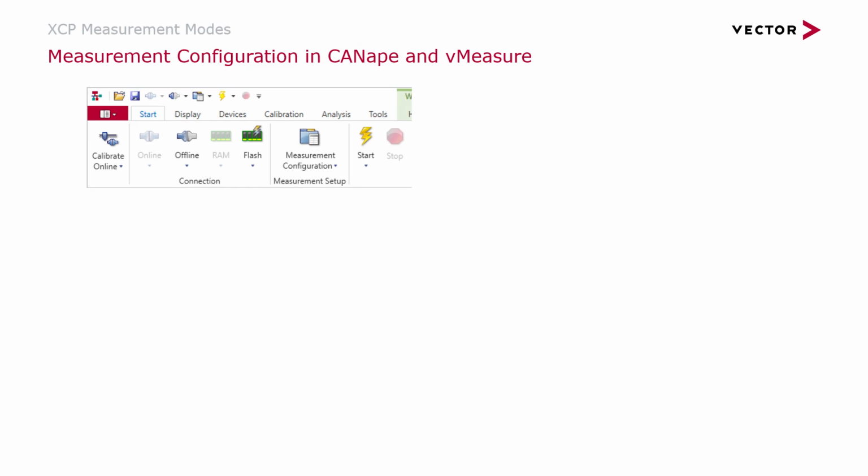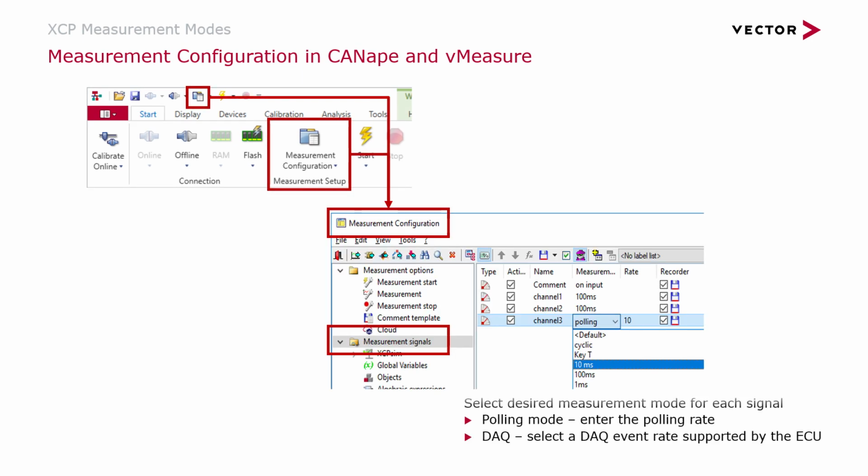To set this up in a Vector measurement tool like CANape or vMeasure, we open the measurement configuration, and for each signal in our measurement, we can select the measurement communication strategy that we want to use, either polling mode or DAC mode.